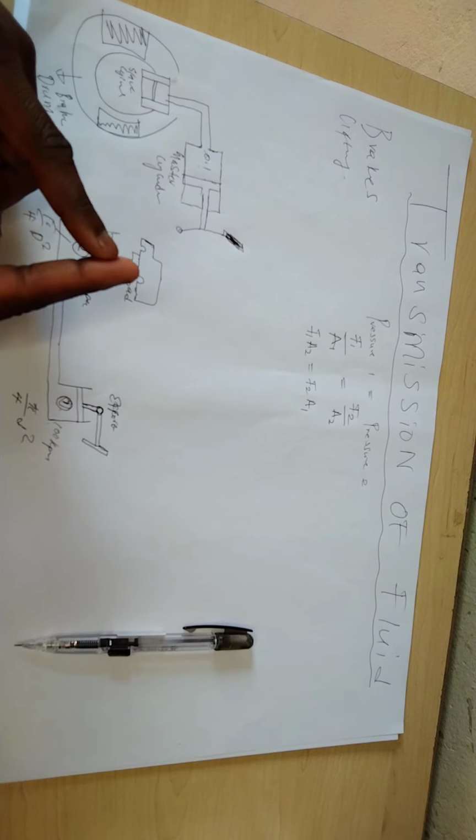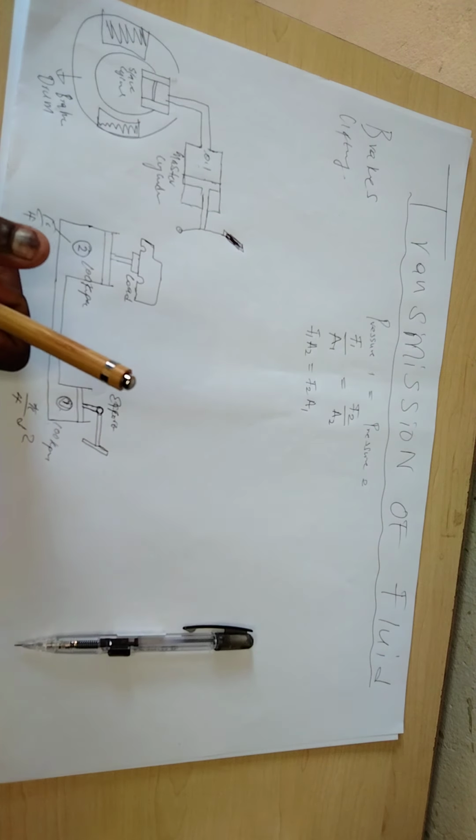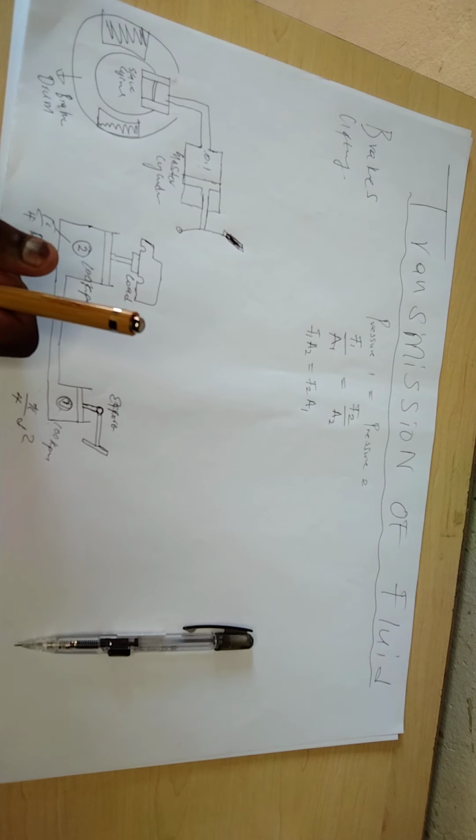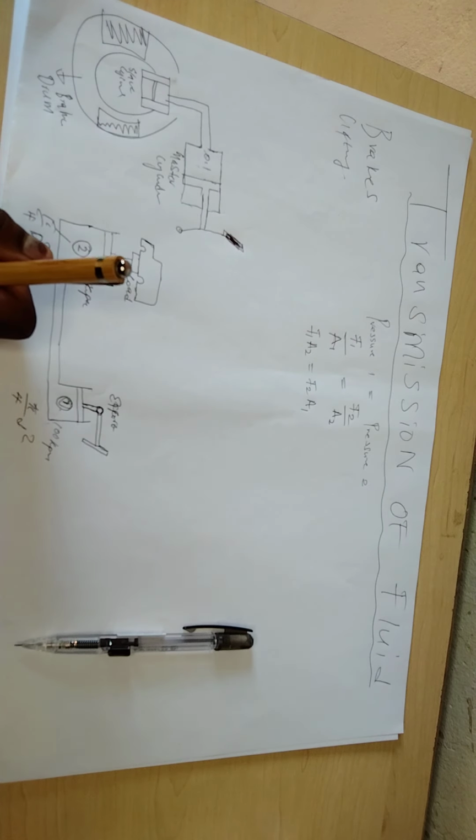So we're trying to find the mechanical advantage, right? And when we try to find mechanical advantage, it is the ratio. In fact, it's the ratio between the forces and the ratio between the areas. So they must always be equal.